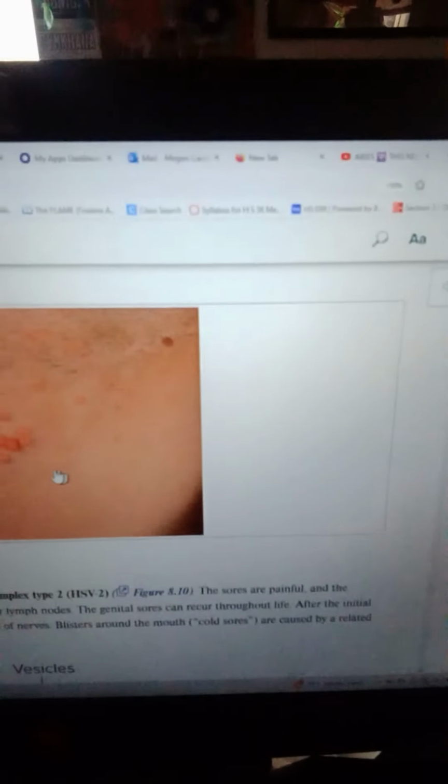Molluscum contagiosum, or contagiosum. I don't think I should show any of these next ones.